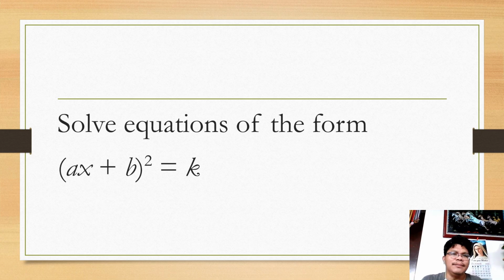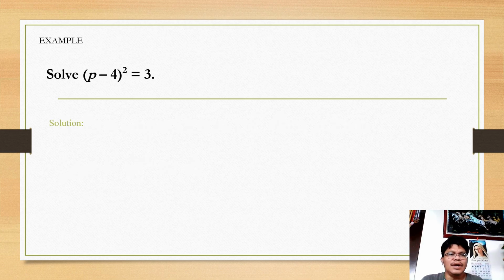Let us now proceed to an example. Solve the quantity of p minus 4 raised to the second power equals 3. So what is the value of a in this equation? Of course, it is the coefficient of the quadratic term, and that is equal to 1 because there is no indicated value on the left side of p minus 4. Now, isolate the quadratic term. In this example, the quadratic term was already isolated. So let us proceed to step number 2.